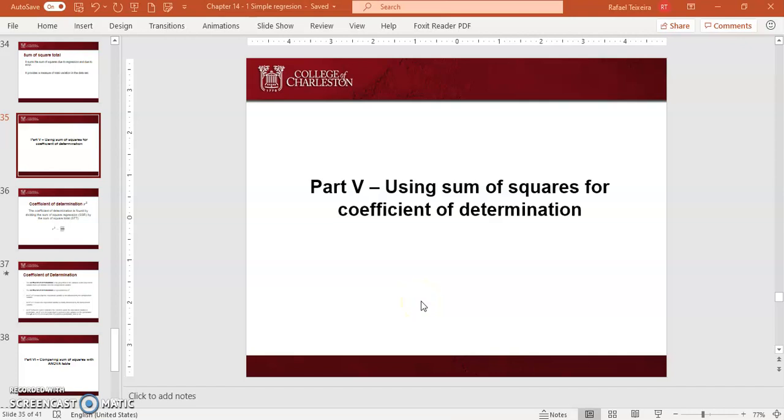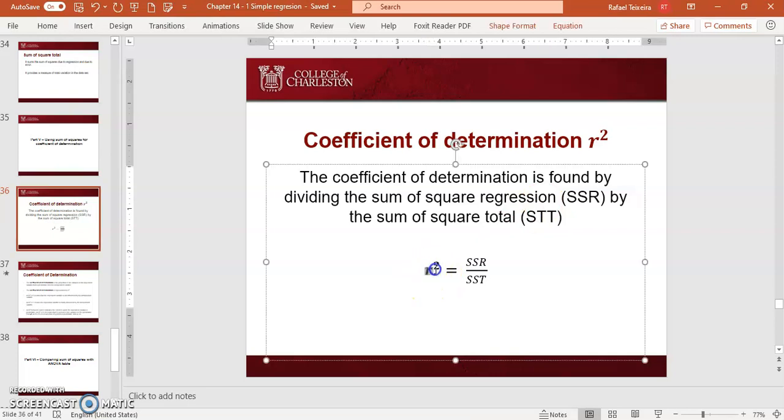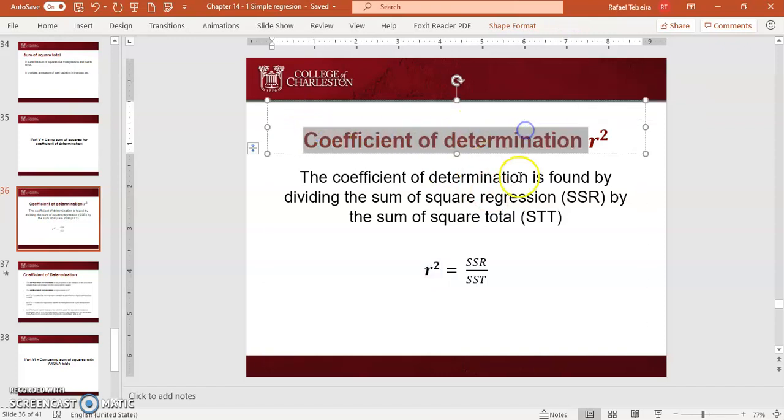Hi, this video is to talk about the coefficient of determination. Now that you know the two sources of variation, we can use them to determine how much of the total variation we're able to explain. So I'm going to give you this kind of coefficient here, r squared. This r squared represents the coefficient of determination.